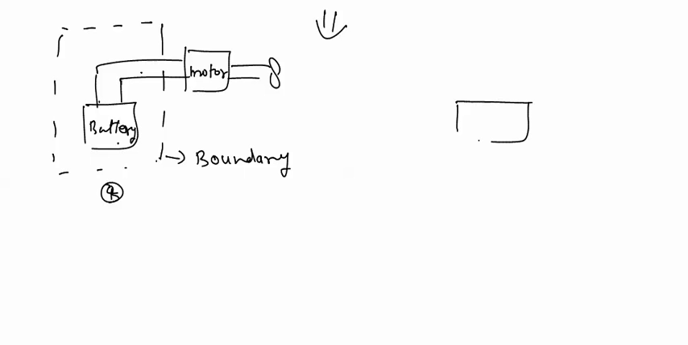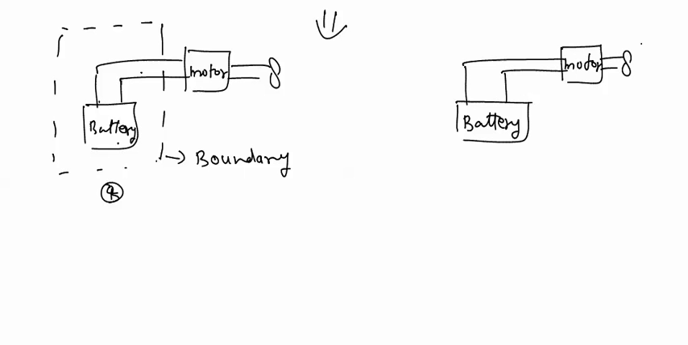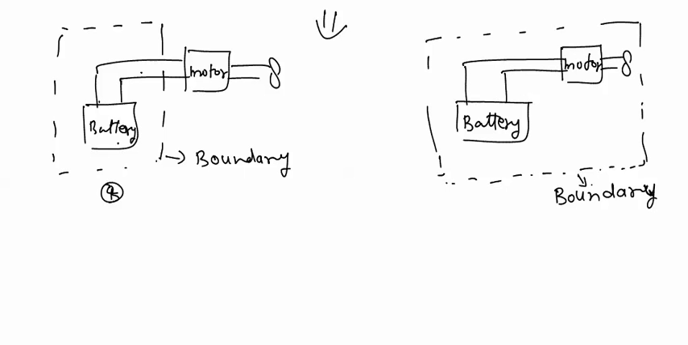That is your battery. With the help of the battery, this one is a motor and this one is a fan. In this case, I consider this one as a boundary. It means the whole system I consider as a closed system, and after that I'll consider a boundary. That is your case number 4. This one is case number 3.